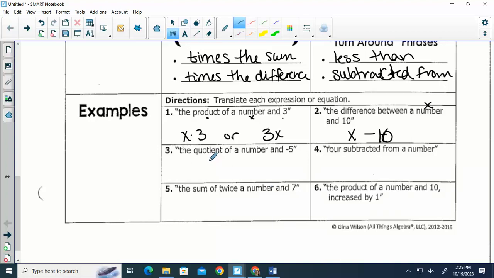The quotient. What does quotient mean? Of a number and -5. For subtracted from a number, when I see subtracted from, what does that mean? Yeah, we flip that order.